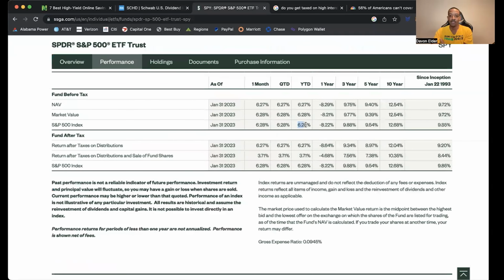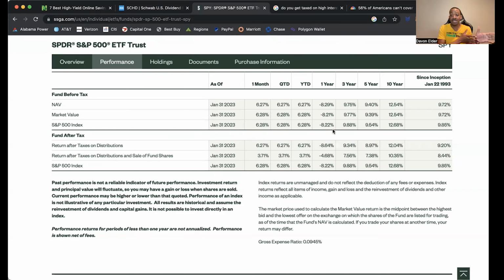Year to date, the S&P 500 is up 6.28%. Okay, so it's up way more than what this particular ETF is, but that's fine. But over the last year, the S&P 500 is down 8.22%. So it's down much more significantly. So let's say, for example, you were using the S&P 500 as a savings account. Over the last year, you would be down 8.22%.